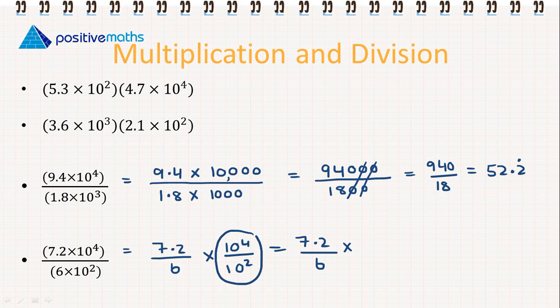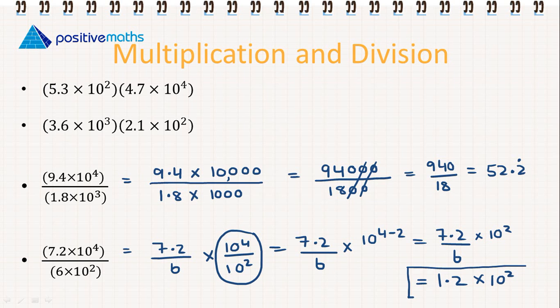So here we have our laws of indices coming in. So when we have the same base number, which is 10, and we're dividing the powers, what we do is subtract. So 10 to the power of 4 minus 2. So we will get 7.2 divided by 6 is now, multiplied by 10 to the power of 2. So we get 1.2 multiplied by 10 to the power of 2. So here we have found our number in scientific notation.